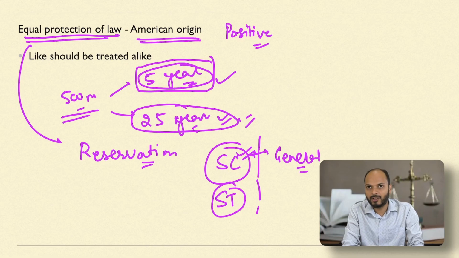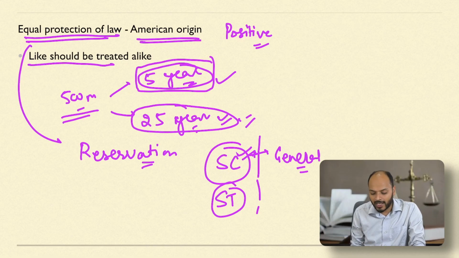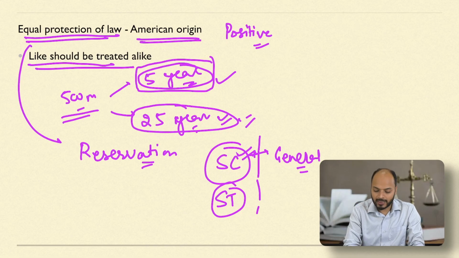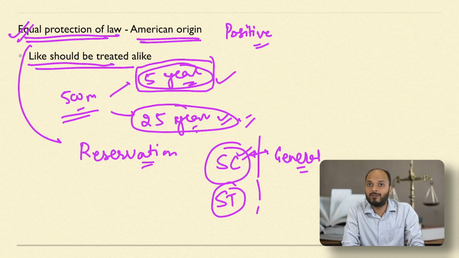So I hope equal protection of law is clear. It says only like should be treated alike. Those who belong to the same circumstances, the same socio-economic level, only such people shall be treated equally. Those who belong to different groups or different communities, based on their social position, shall not be treated equally. So that is what equal protection of law is. In the Indian Constitution, we try to ensure both equality before law as well as equal protection of laws.